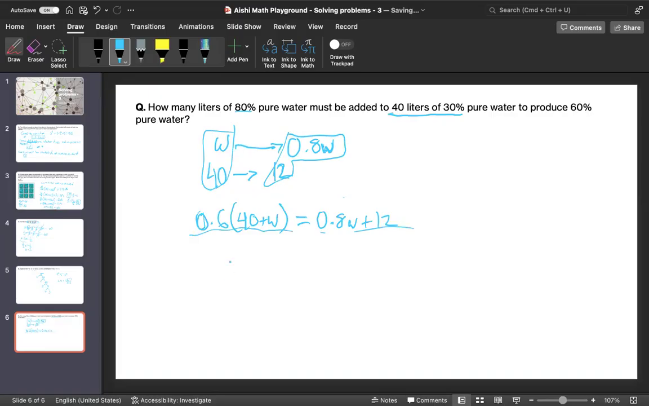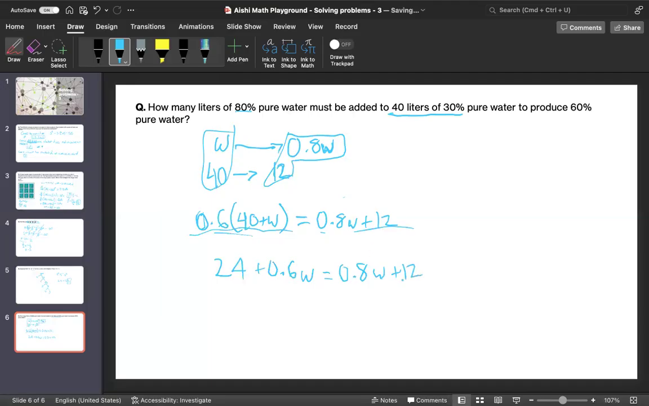So 24 plus 0.6 W, because we multiplied this, is equal to 0.8 W plus 12.